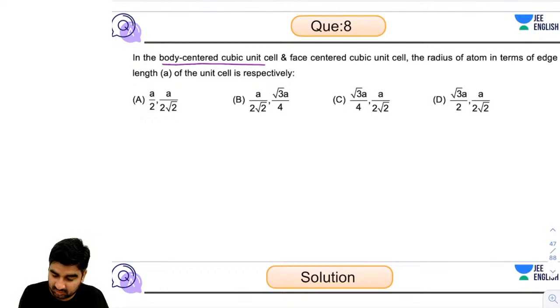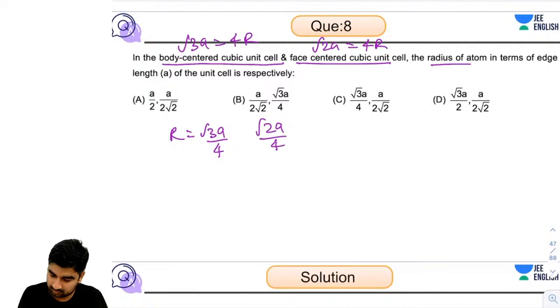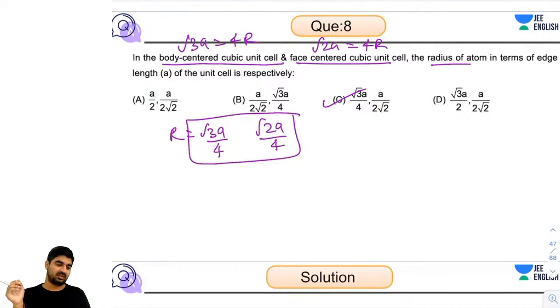So, guys, in body centered cubic, face centered, and root 3a is equal to 4r. The radius. C. Yes, Matthews, you are right. Very good, Matthews. You have done it. So now let's move to the next point.